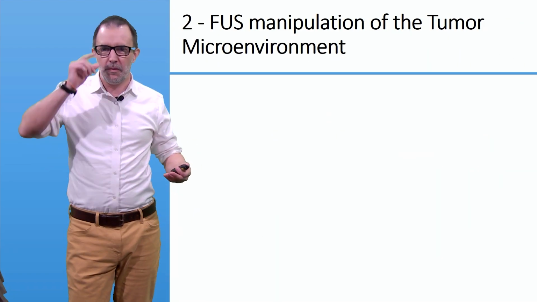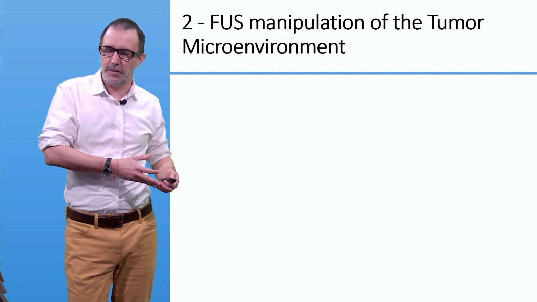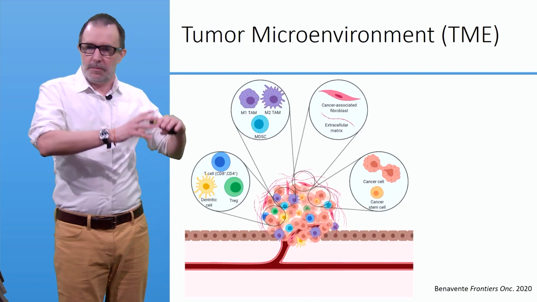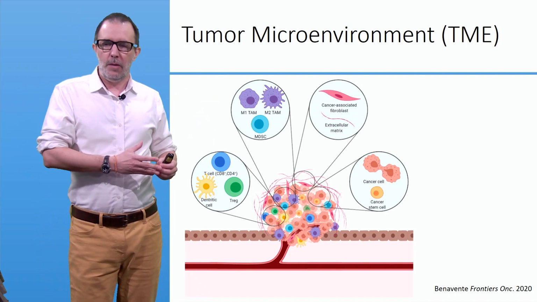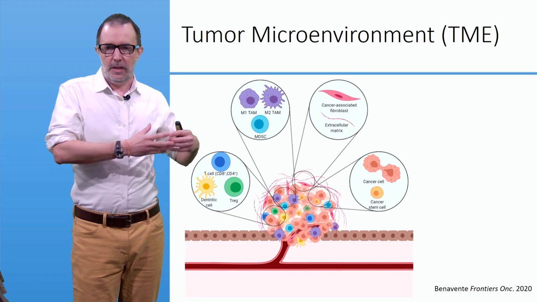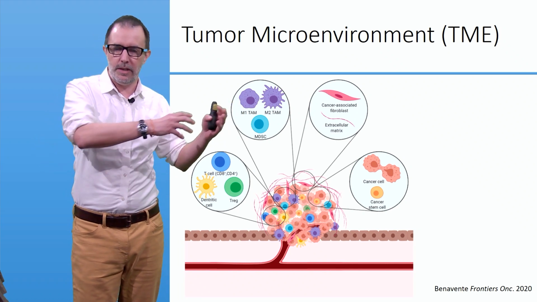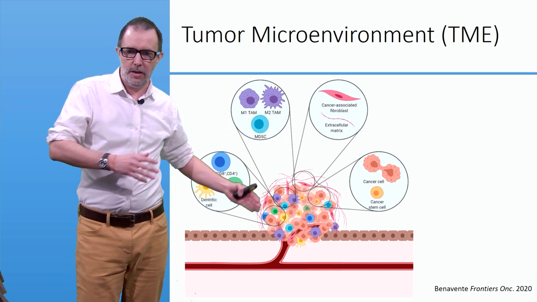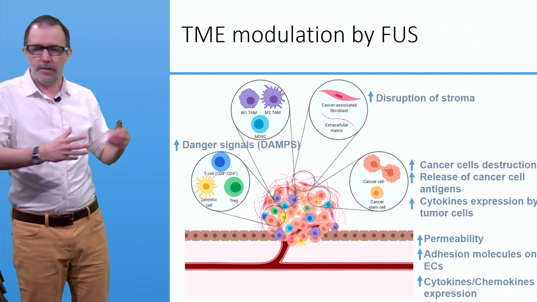So let's review now what we can do to manipulate this tumor microenvironment with therapeutic ultrasound. We start again with the context: the tumor microenvironment, this complex interplay between immune cells from the adaptive and innate immune system, the cancer-associated fibroblasts, the extracellular matrix, the cancer cell, the blood vessels. And what can we do?